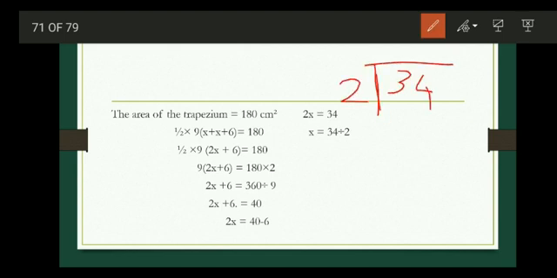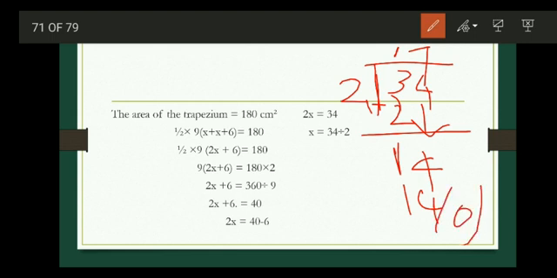So since 3 is greater than 2, we'll take one digit, first digit. Okay. So 1, 2 is 2. If you subtract 2 from 3, we'll get remaining 1. So take this 4 down, 14. So how many 2s are 14? 7 2s are 14, 0. So when you divide 34 by 2, it is 17.